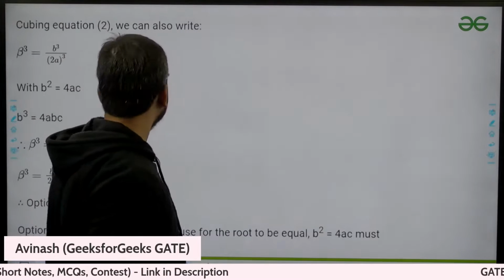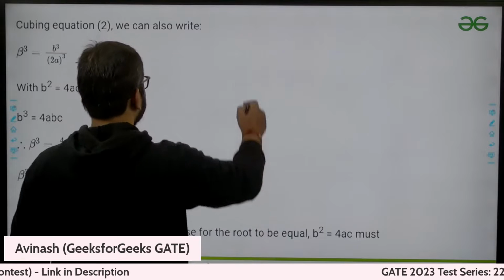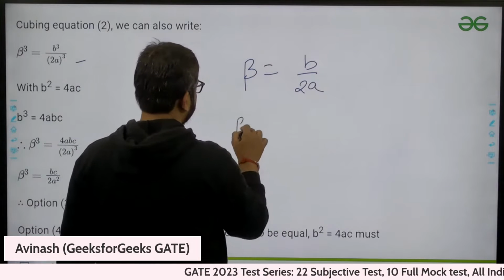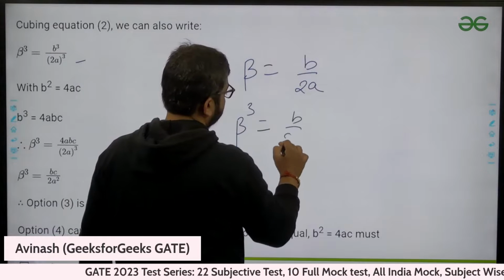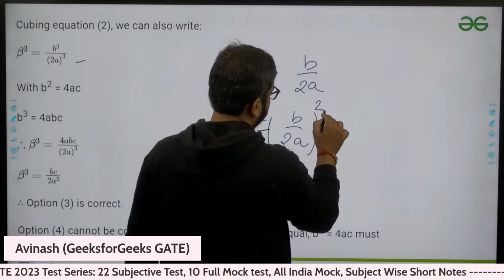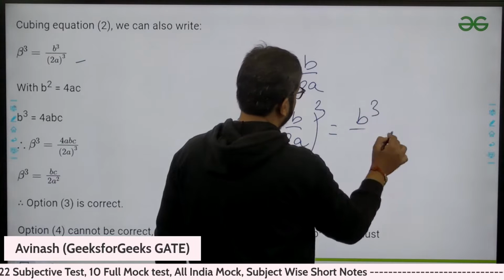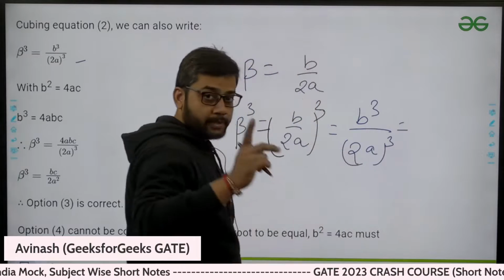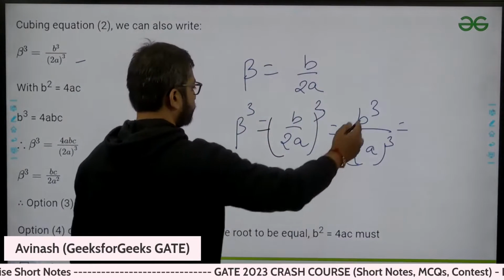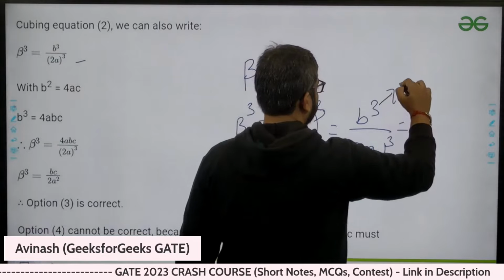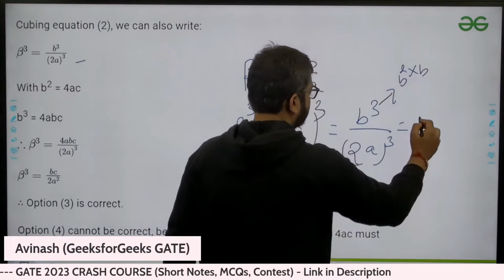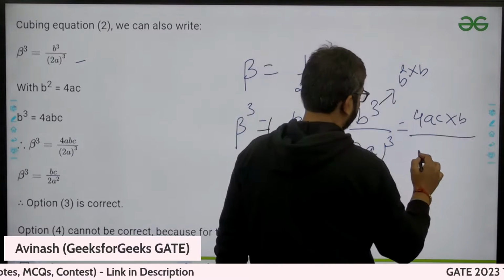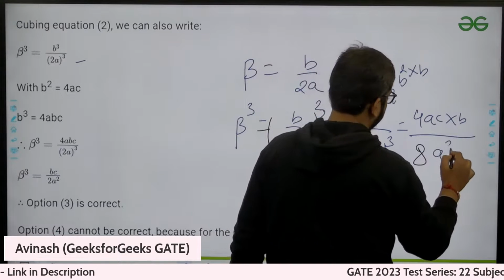Option three. Beta q is equal to, since beta is equal to b by 2a, so beta q is equal to b by 2a, q, which is equal to bq upon 2a to the power 3. We know that b square is equal to 4ac, so can we write this as b square into b. So this is equal to 4ac into b upon 8a cube.